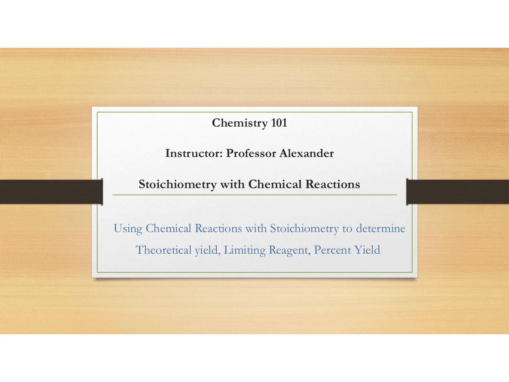Welcome back, students. We are on to our next unit. We're going to be talking about stoichiometrics and how we use stoichiometrics with chemical reactions. We're going to be talking about some very important terms like theoretical yield, limiting reagent, and percent yield, and how to calculate those.